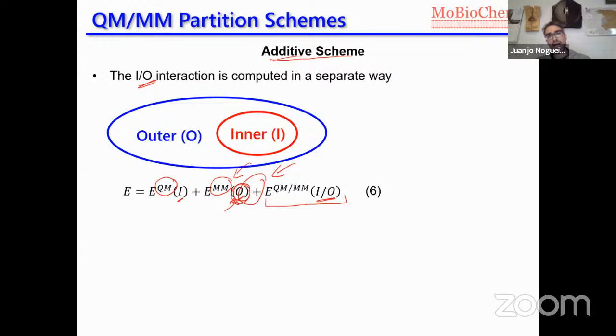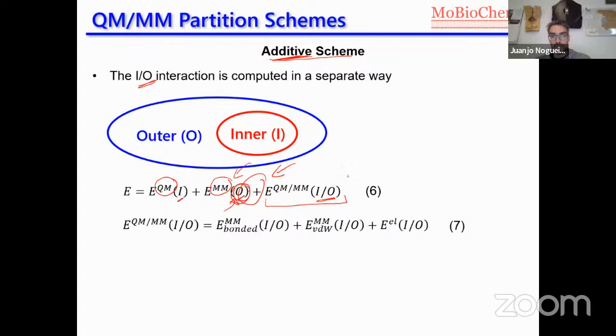Okay, so this is the relevant term, of course. This is the relevant term, and we are going to have different schemes depending on how this term is computed. So usually we compute the bonded interactions between the inner region and the outer region classically. We compute also the van der Waals interactions between the inner region and the outer region classically. And the only term which is special, let's say, is the electrostatic interactions, okay?